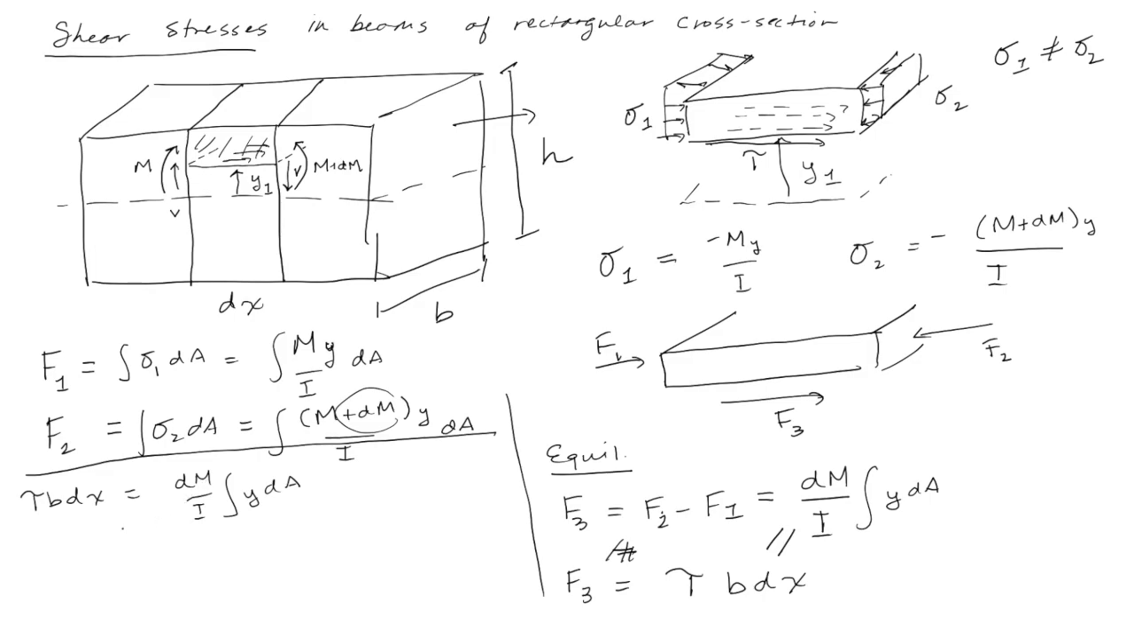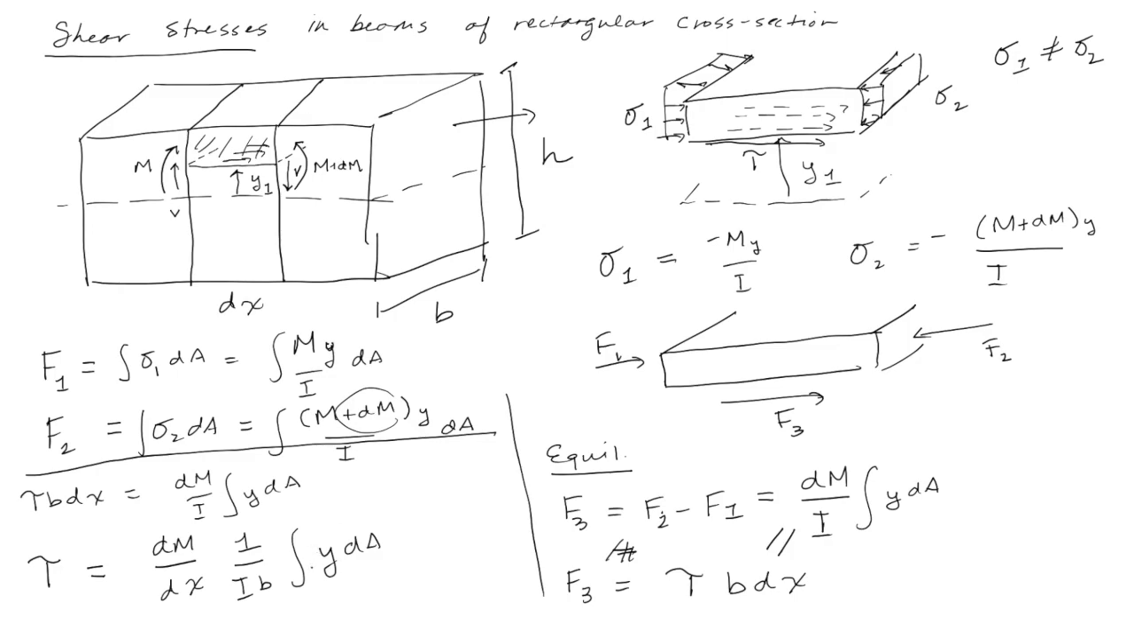Now let's move the b dx over to the right, leaving tau by itself, which is what we're after. So we end up with dM/dx times 1 over Ib times the integral of y dA.